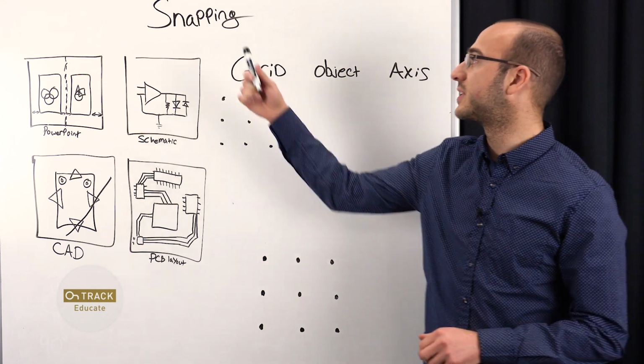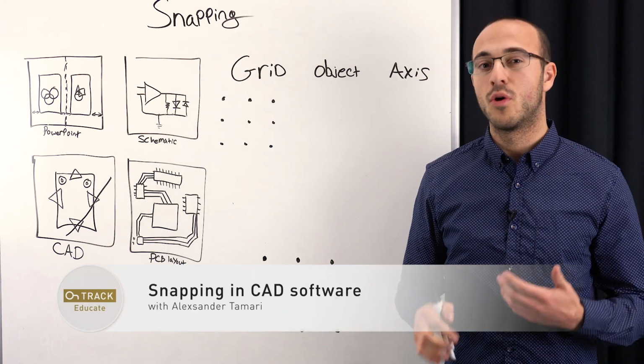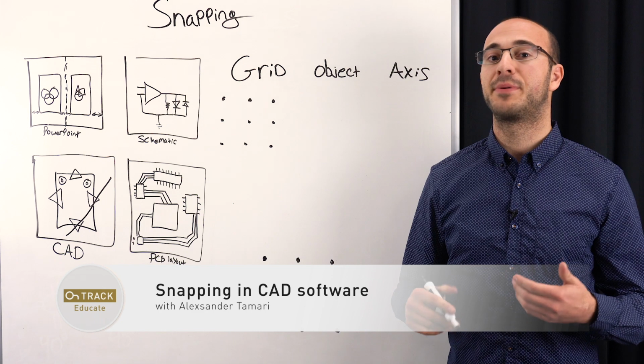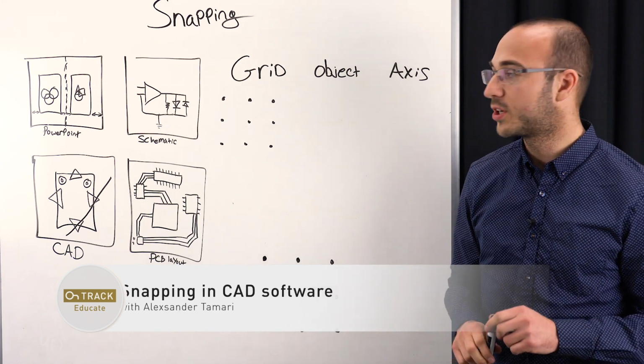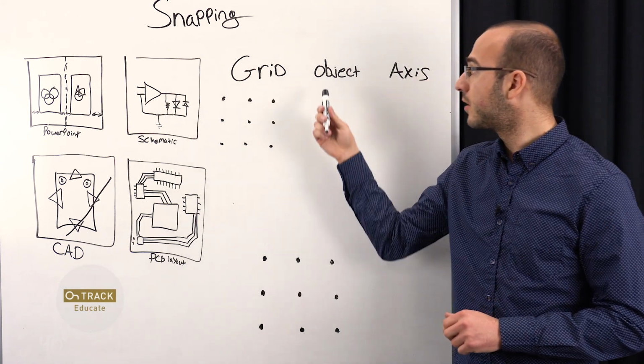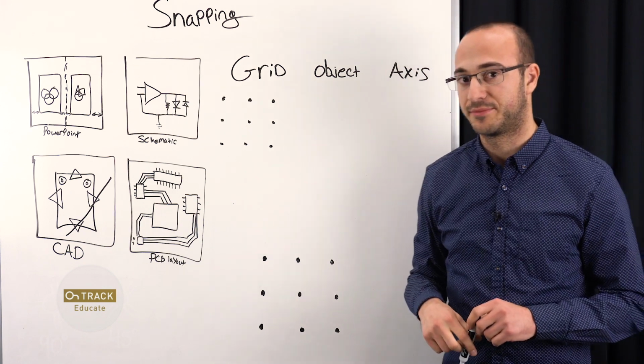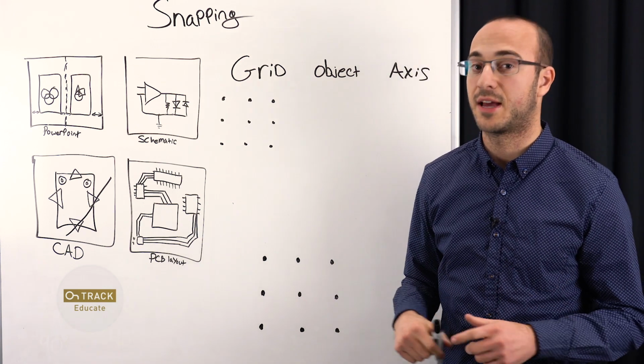Today, we're going to be talking about snapping, where you can find snapping, why you need snapping, and how snapping is relevant to you as a designer. We're going to be talking about grid snapping, object snapping, and axis snapping today. First, let's talk about where you can find snapping.